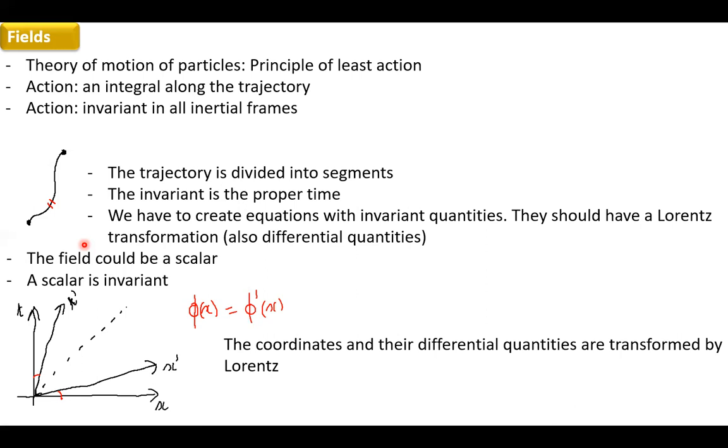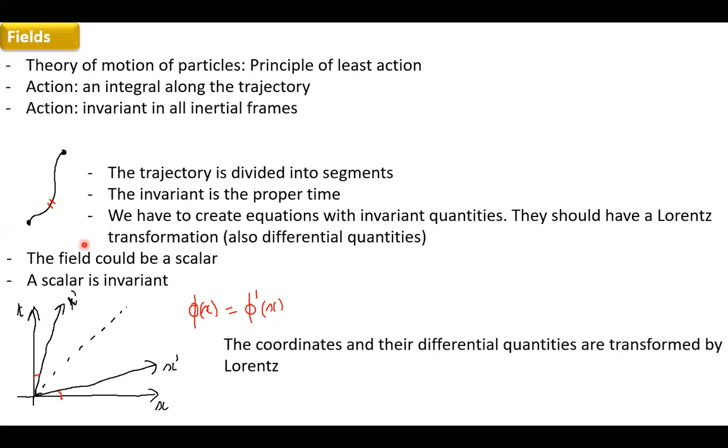In order to have this action be an invariant of space-time, it should be done by a sum of invariant quantities. So they should have a Lorentz transformation. If you go from one frame to another frame through the Lorentz transformation, this should be invariant, the quantity along with its differential quantities. So if you have a quantity phi that is invariant, also the differentials of phi, the partial derivatives of phi, should also be invariant by the Lorentz transformation.